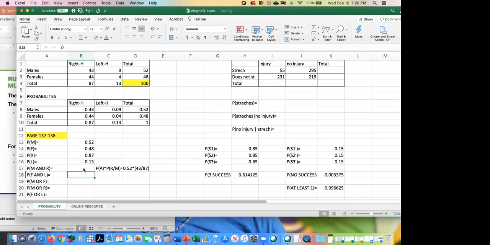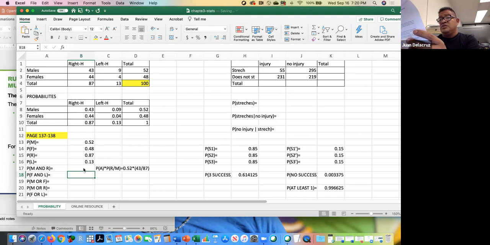It was different, the answer in the book, Professor. Yeah, that's what I noticed. So this is the probability of right and male. So I think I made the wrong notes because I was using, so how can we solve this?